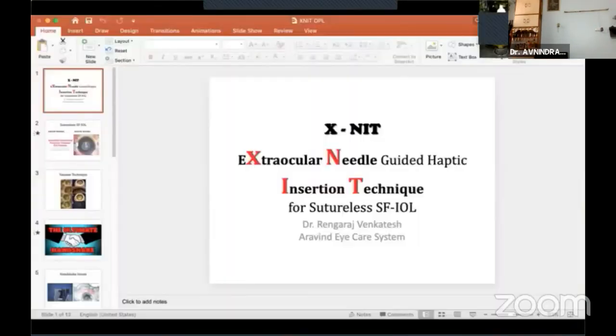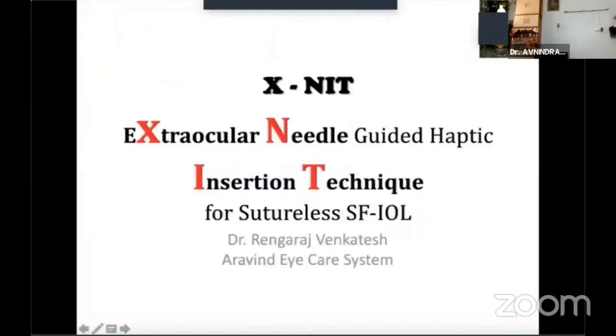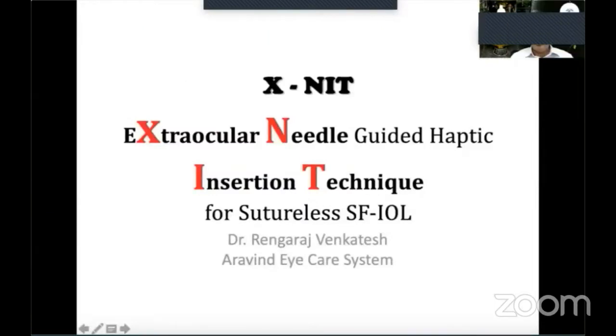Hello, friends. Welcome to our general program. I take this opportunity to thank my good friend Avnindra Gupta for asking me to talk about an innovative way of fixing SFIOL, which was developed by one of my good friends and colleagues, Dr. Prabhu Bhaskaran. So this technique, we named it as XNet, which is an extraocular needle-guided haptic insertion technique for sutureless scleral fixation of IOL.